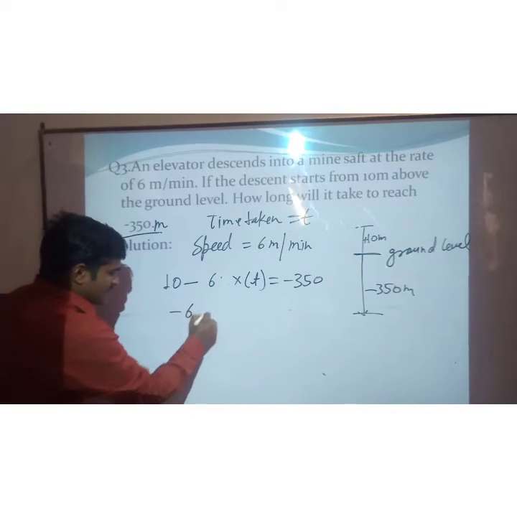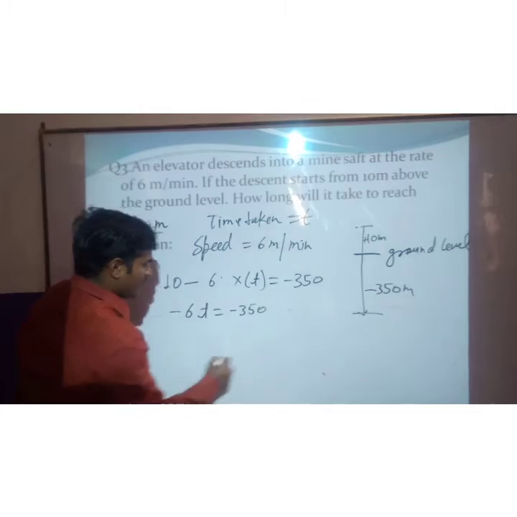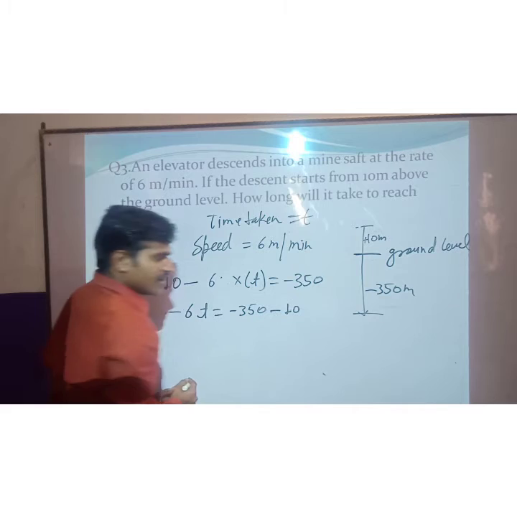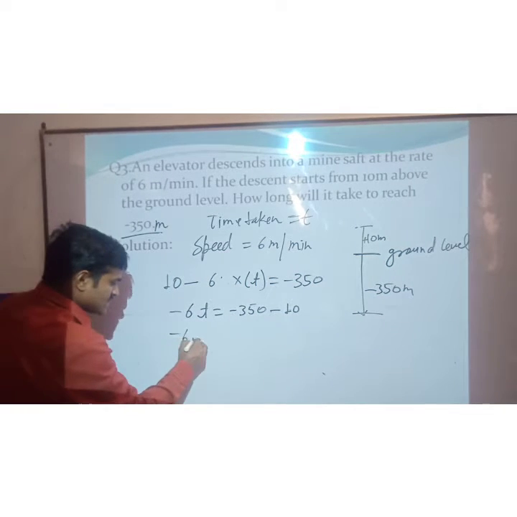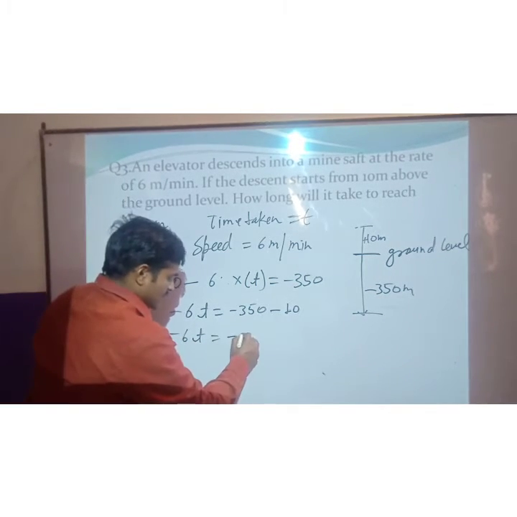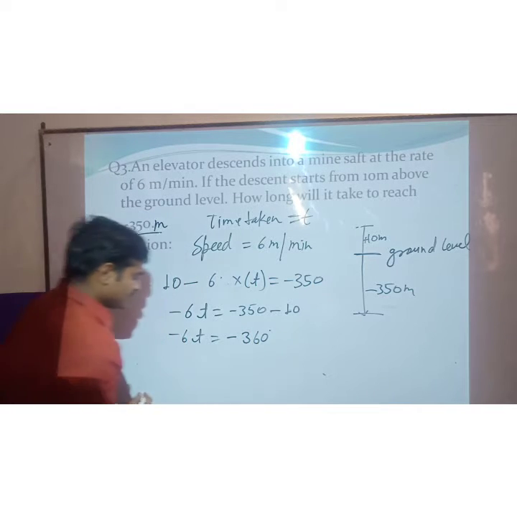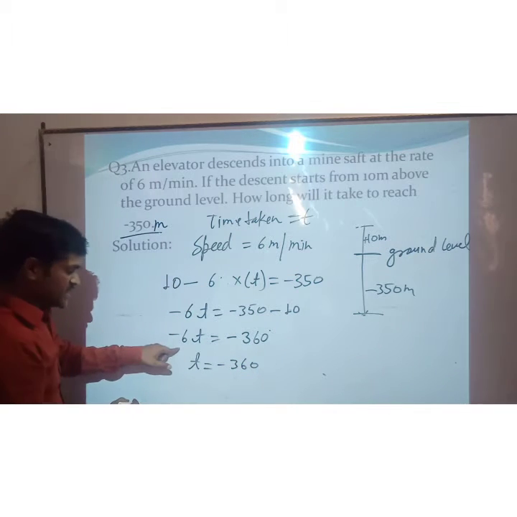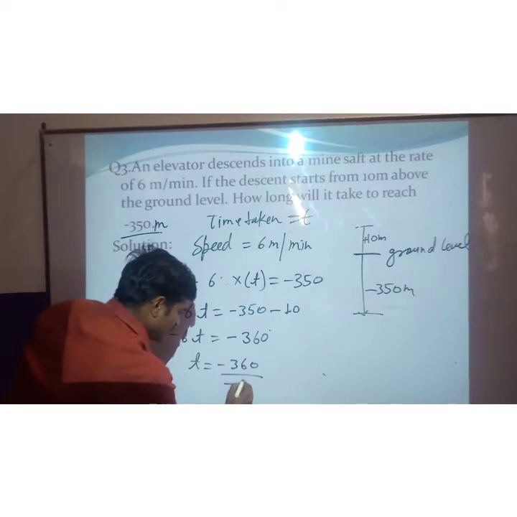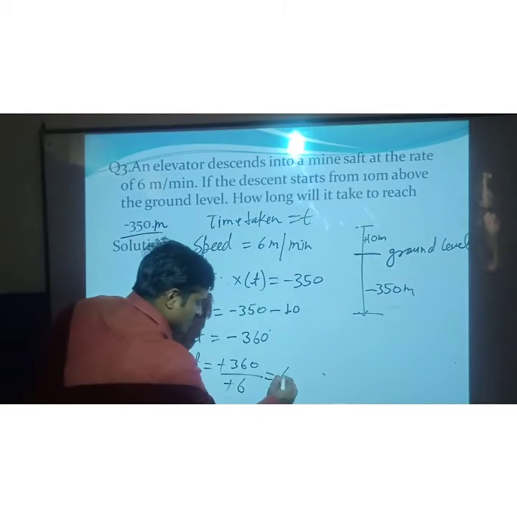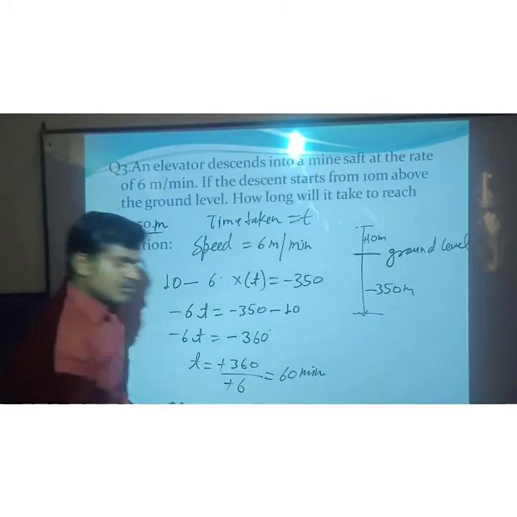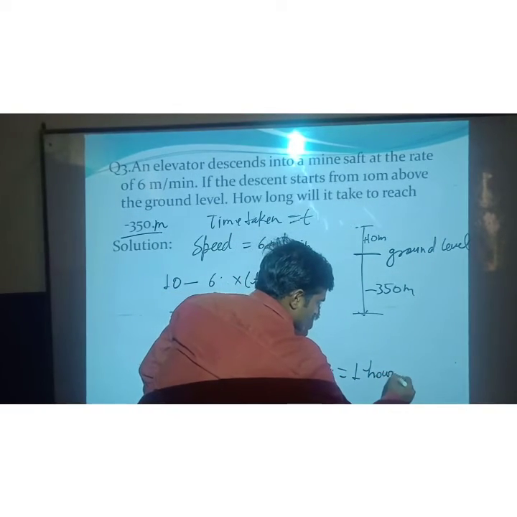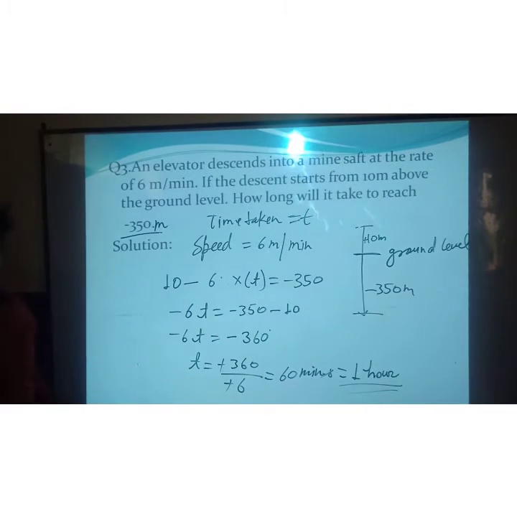So 10 minus 6t is equal to minus 350. Transpose 10 meters from left to right, so it becomes 10 with negative sign. So minus 6t is equal to minus 360. Now t is equal to minus 360 divided by minus 6, the minus cancels, so t is equal to 60 minutes, which means 1 hour. Any doubt?